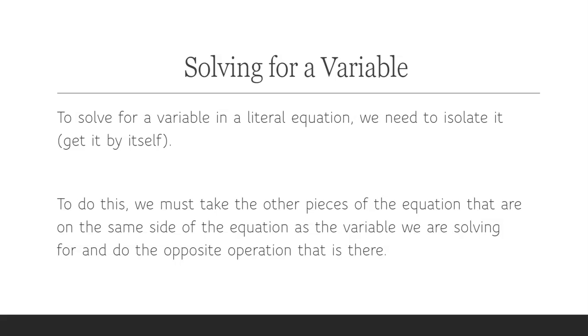Solving for a variable. To solve for a variable in a literal equation, we need to isolate it, get it by itself. To do this, we must take the other pieces of the equation that are on the same side of the equation as the variable we are solving for and do the opposite operation that is there. So in other words, we're going to look on the same side where the letter we want to get by itself is and move everything else over to the other side of the equation. And we're going to look at a few examples on how we're going to do this.